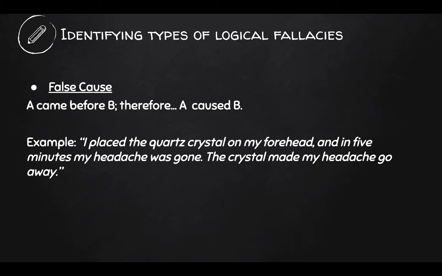The second type of logical fallacy we're going to discuss is false cause. What I think of for false cause is superstitions. In logic, it means A came before B, therefore A caused B. But of course, just because something happened before something else doesn't necessarily mean that it has a causal relationship. The example on here was I placed the crystal on my forehead and in 5 minutes my headache was gone. Therefore, the crystal made my headache go away.